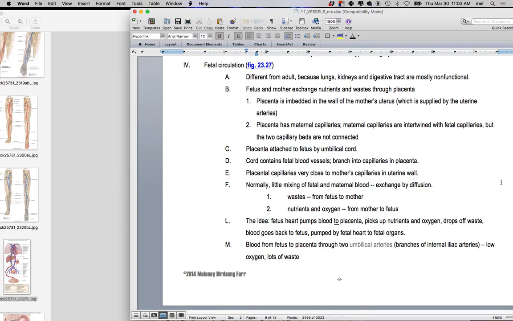Now when the baby is born, what happens is the fetal part pulls away from the maternal part, and there's a lot of bleeding associated with it, right? These two capillary beds are really cuddled up to one another, okay? So that structure is this weird looking thing called the placenta.